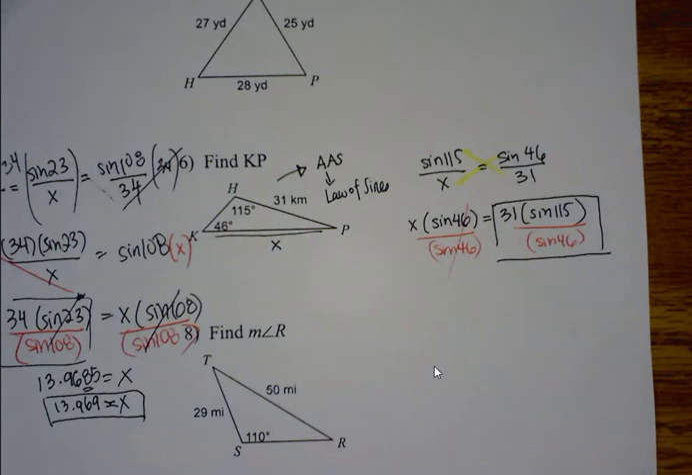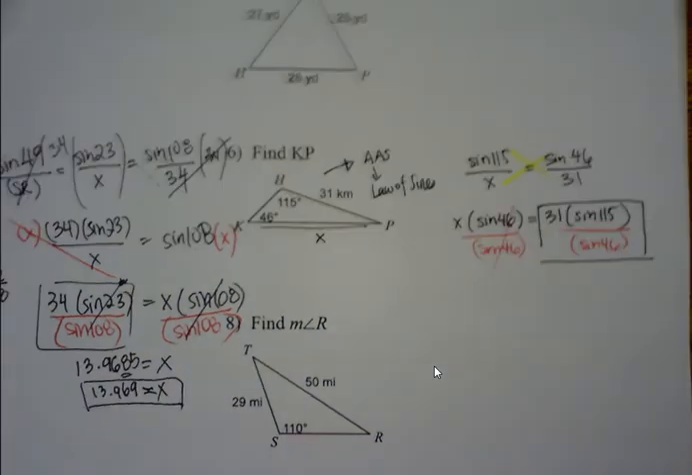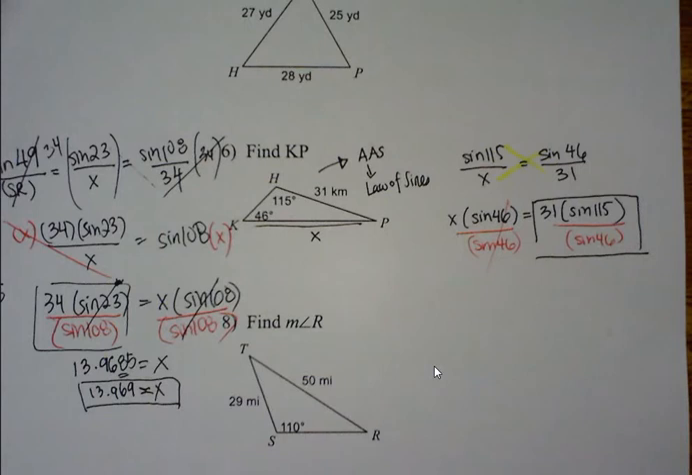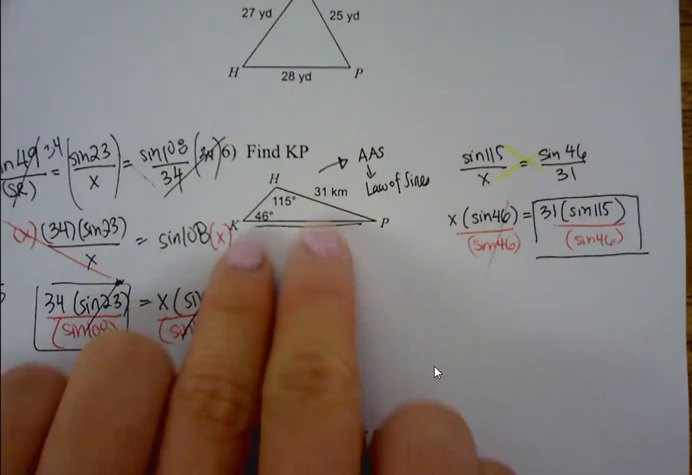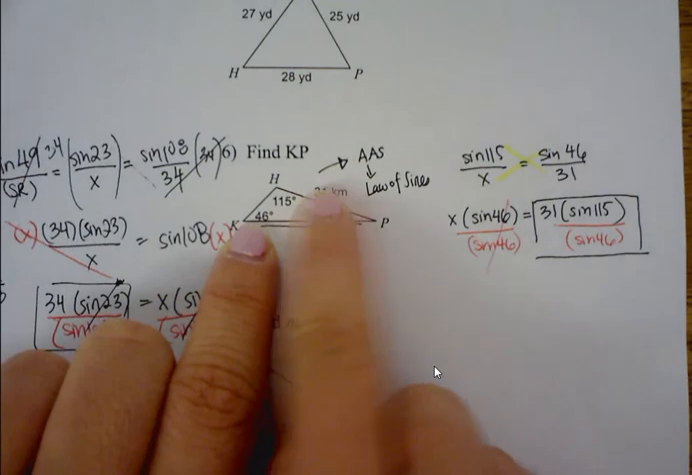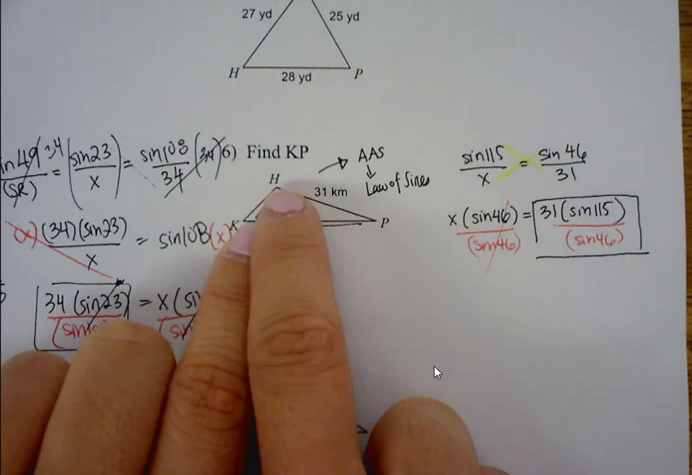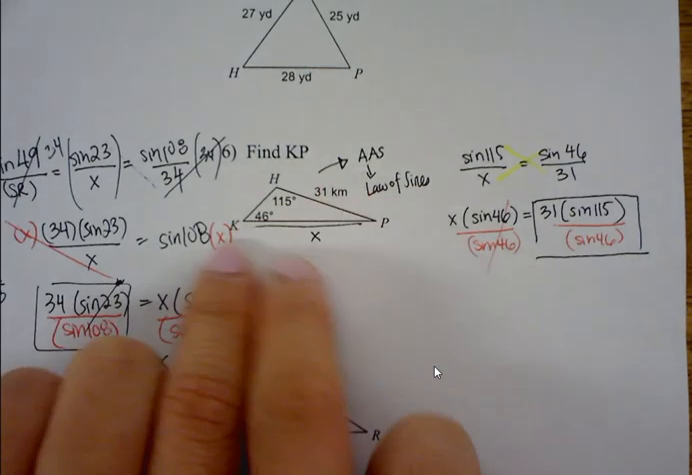Okay, did you guys get it? Okay, so let me tell you what I did, if you're stuck. So the talking should stop now. Alright, so I had angle, angle, side, so I know I could use the law of sines. I have two angles, I have one side. They're asking me to find KP, so that's going to be my x.